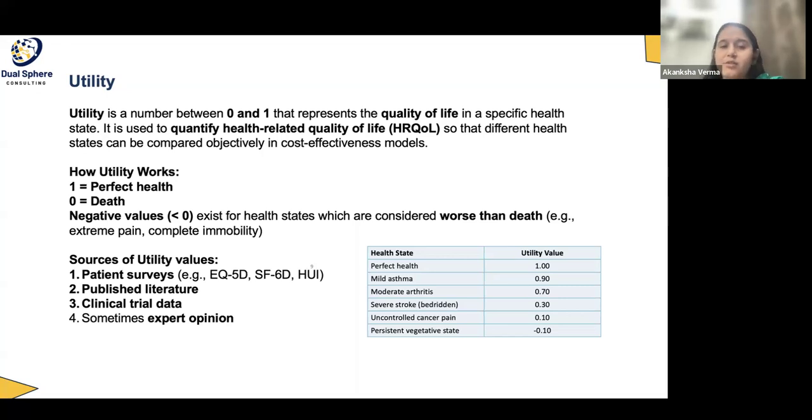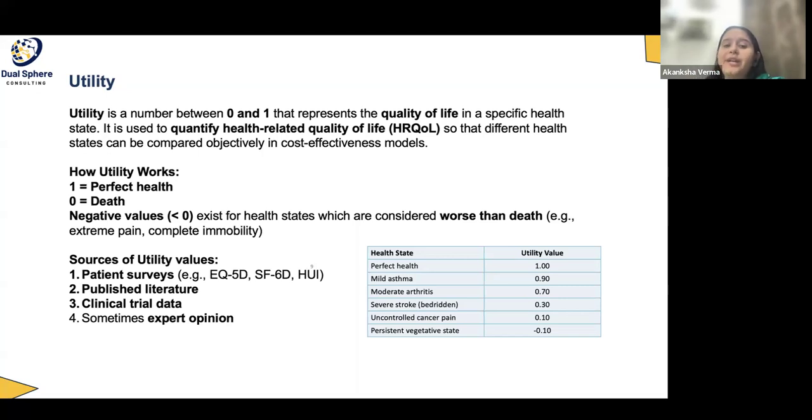1 stands for perfect health, 0 stands for death. You will sometimes find, in economic evaluations, negative utility values, values less than 0. It means that the situation of the patient is even worse than death, like extreme pain or discomfort or complete immobility, in the case of cancer, or maybe a situation where he is completely unresponsive. So those are situations where he might have negative values also.